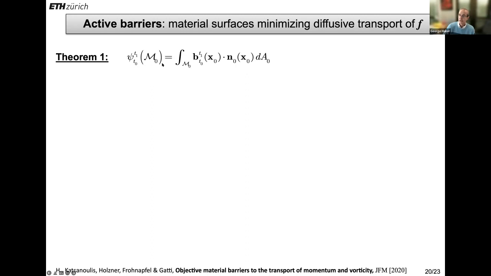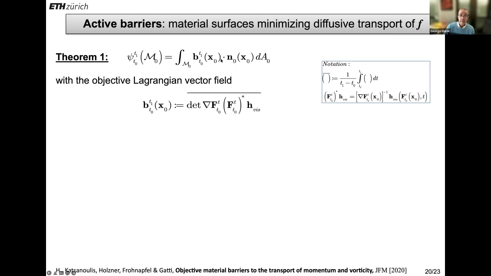So all I do is reparameterize the integral. Currently it's over the evolving material surface, and I write it over the initial surface. When I do that, it's an integral over the initial surface of an inner product: this is the normal of the initial surface, and that normal is dotted with what we call a Lagrangian vector field. That Lagrangian vector field depends on the initial position, the initial time, and also the final time, but it's all contained in here. And this objective vector field is what we call the pullback of HVis multiplied by the determinant of the flow map, which is 1 for incompressible flows. And then you finally time average it.